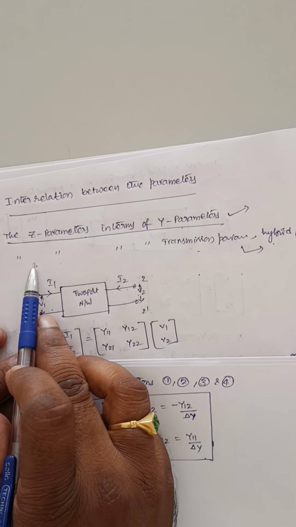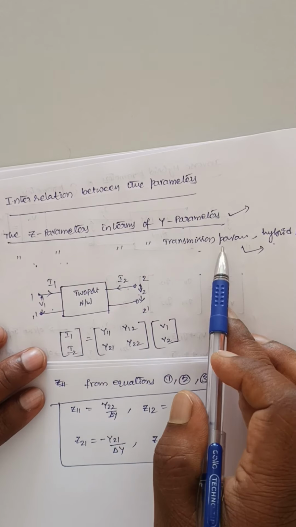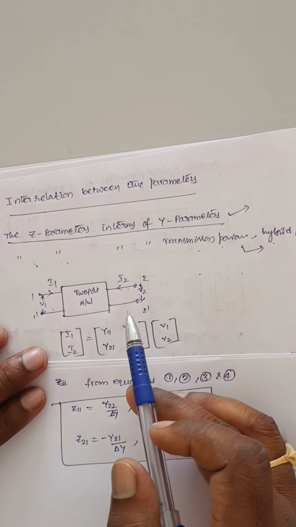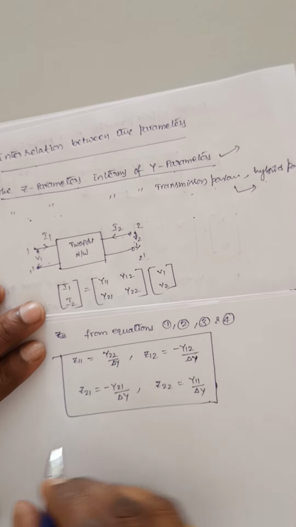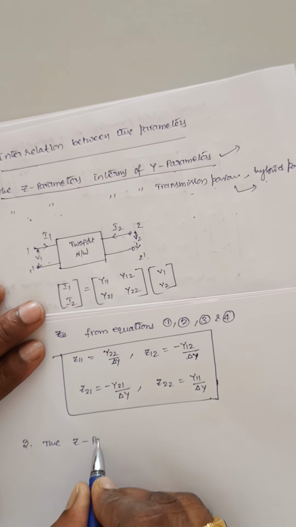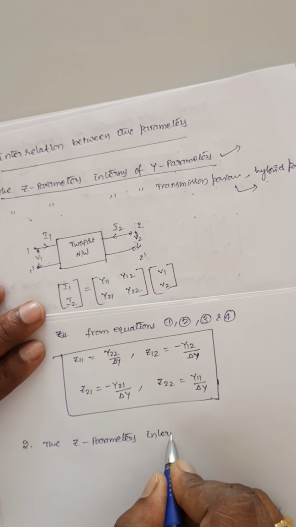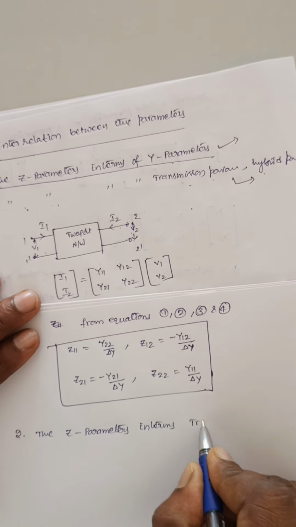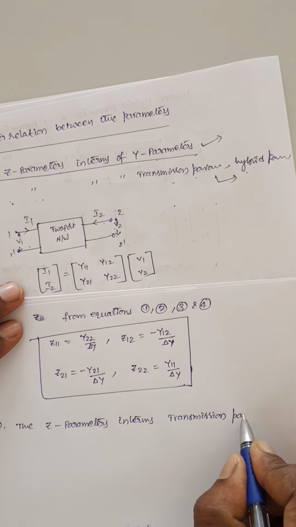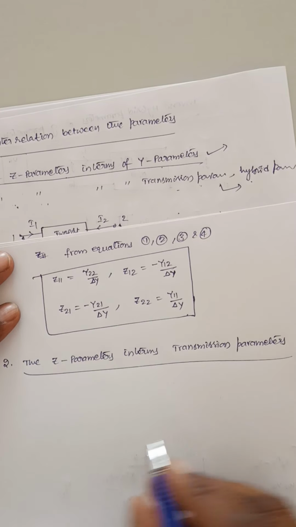Now coming to this second one, that means this will give the relation between one parameter and other parameters except the inverse of that parameters. That means the z parameters, second one, relation between the z parameters in terms of, let us assume, the transmission line parameters. So this will have the other method.